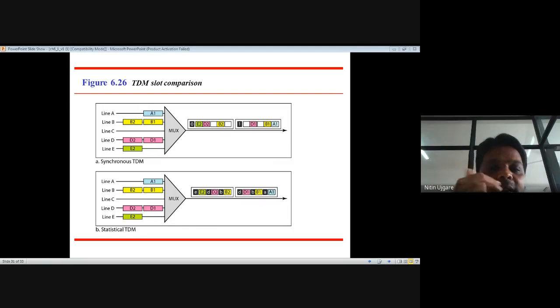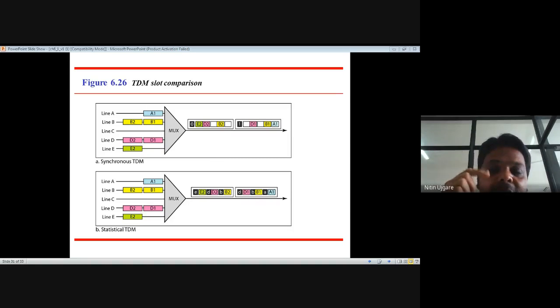Then comes the synchronization. In the statistical TDM technique, no synchronization bit is used. The frames in statistical TDM need not be synchronized, so we do not need any synchronization bit. As we have seen in synchronous TDM, we require a synchronization bit that is called a framing bit. Then comes the bandwidth of statistical TDM.